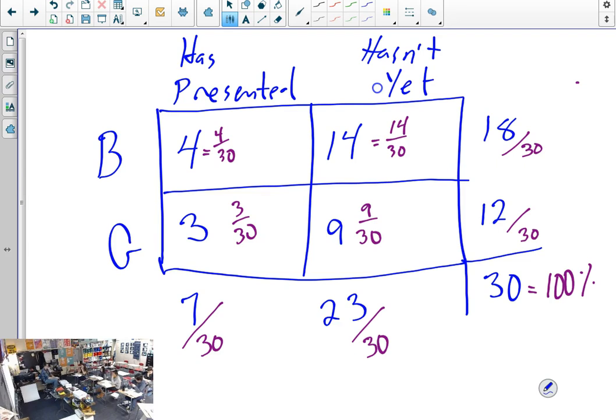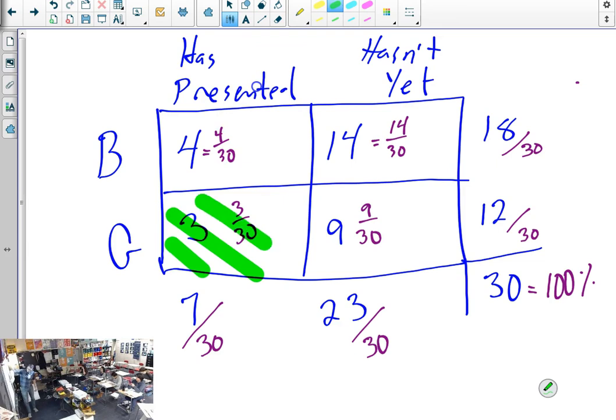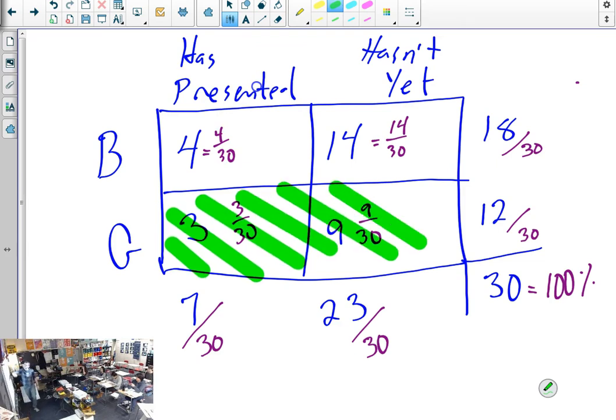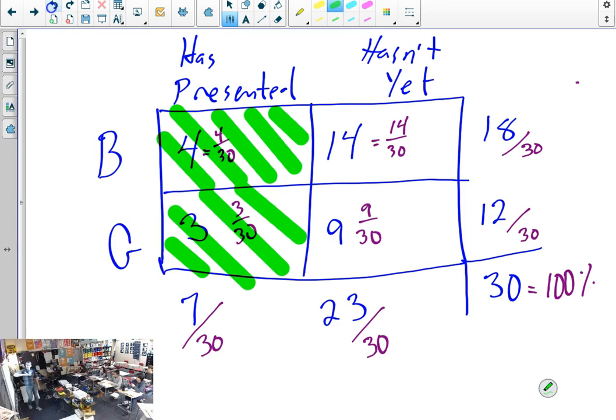The and situations do what with the probabilities? If the or adds, what do the and do? Multiply. Yeah, they multiply. Or adds and and multiplies. So the probability of girl or presented previously is now going to include all, ooh, went too far. It's going to include this and that, and the bottom right. Girls. So you can do.